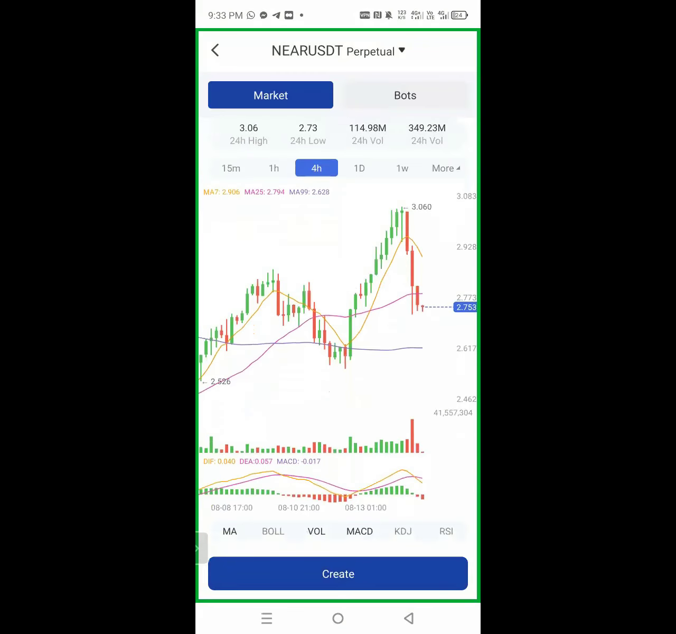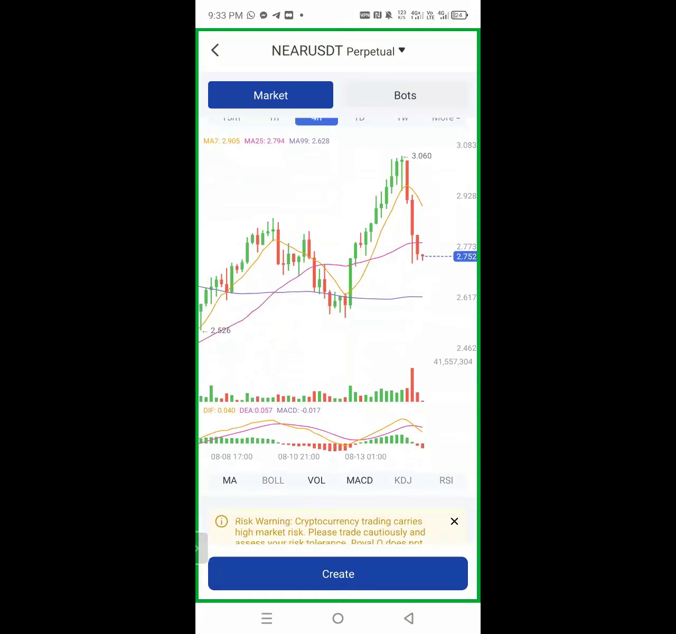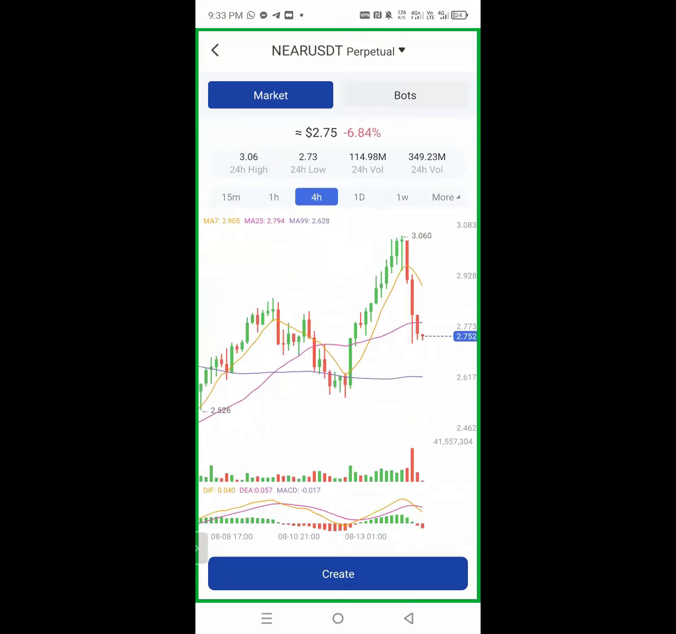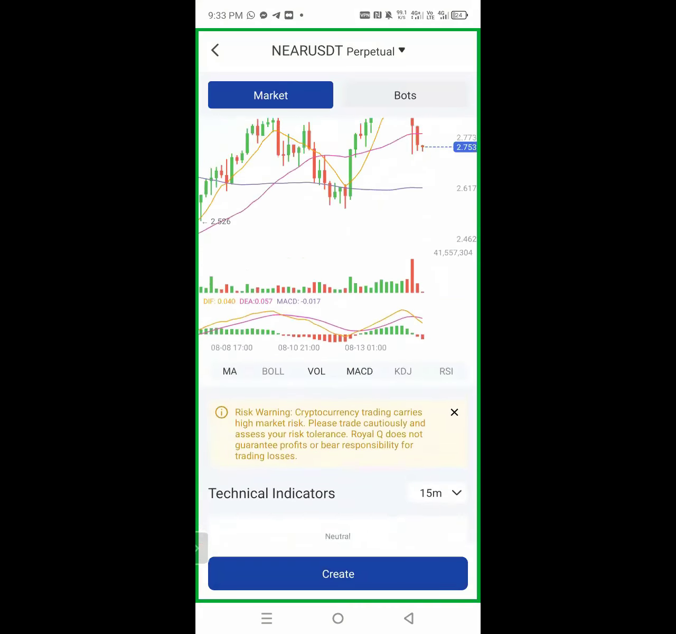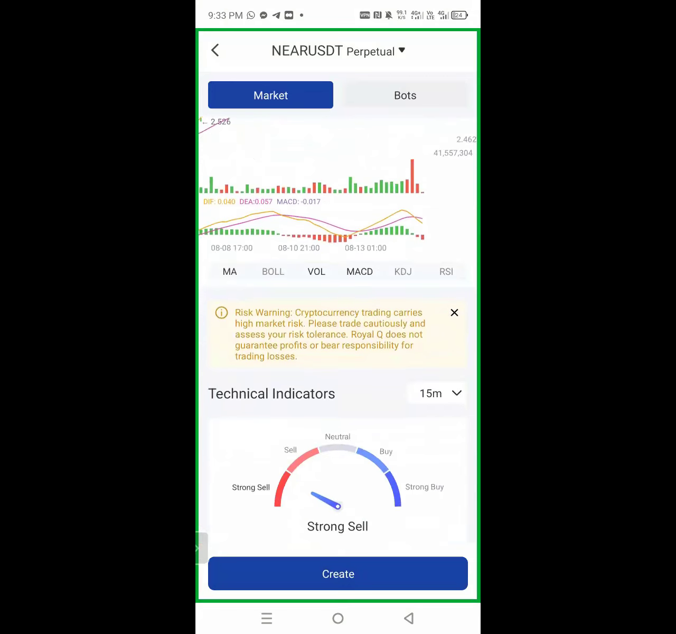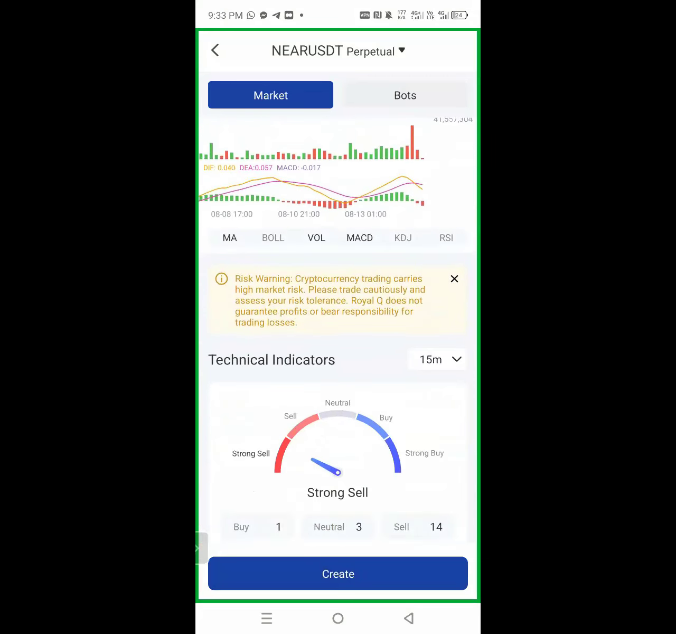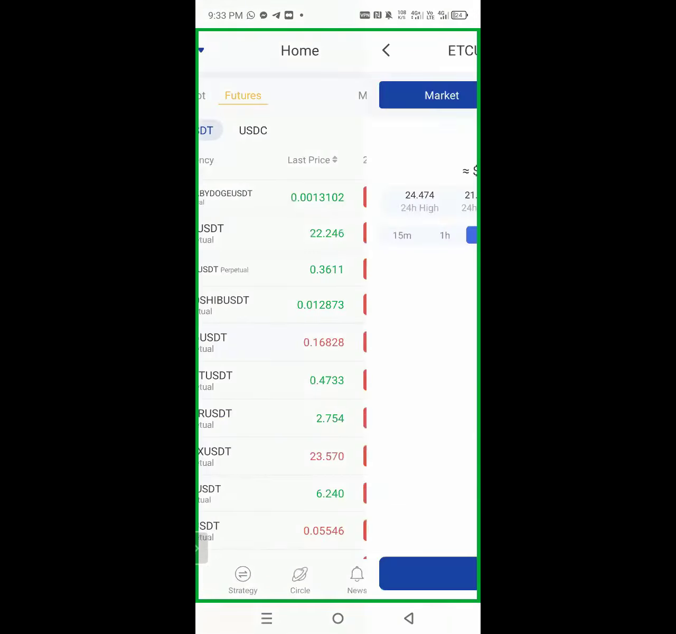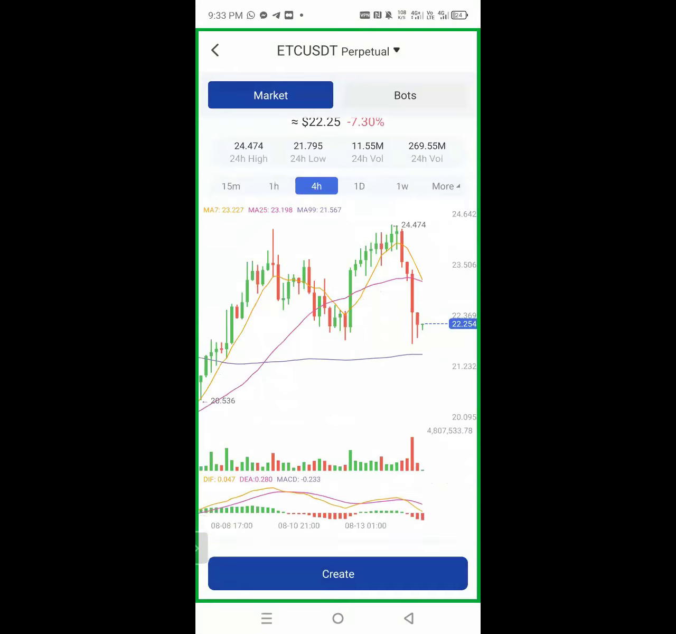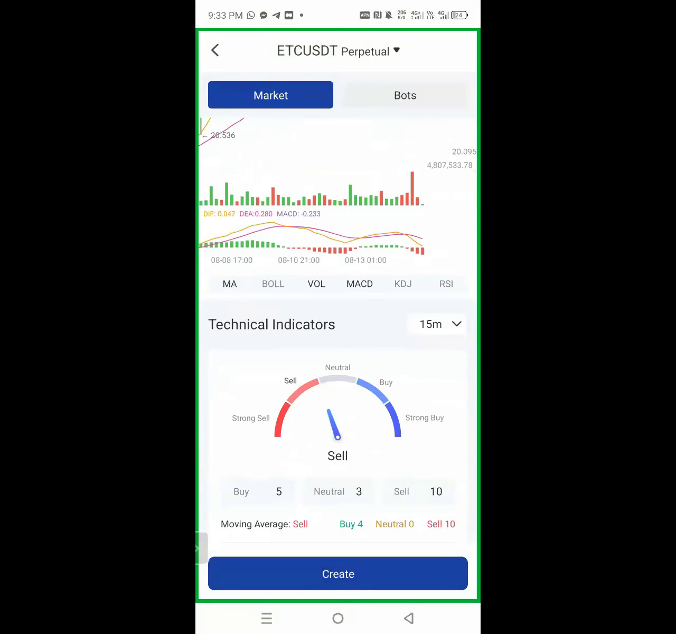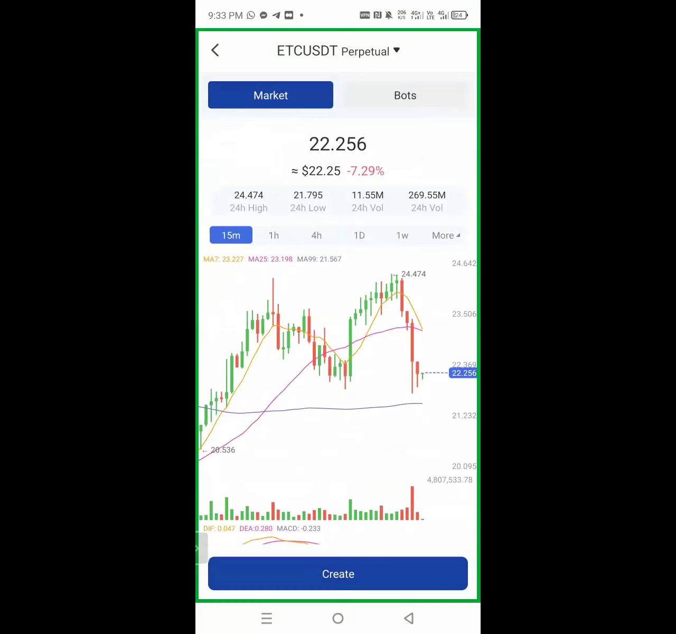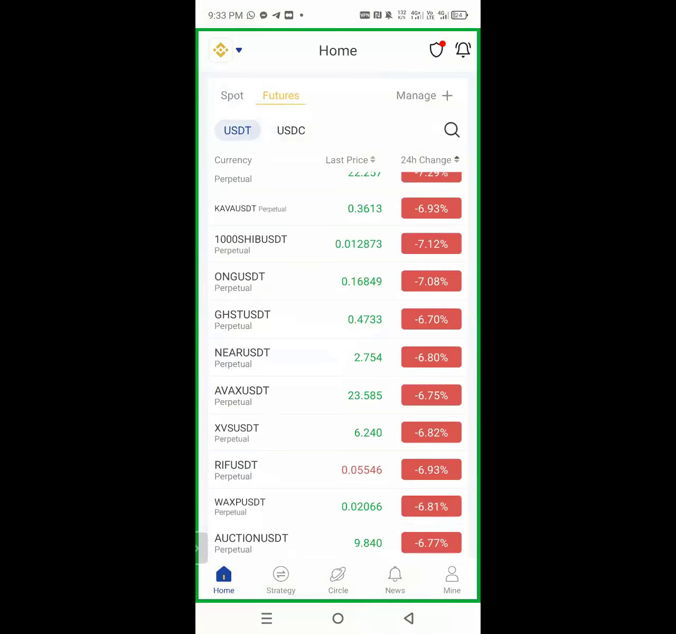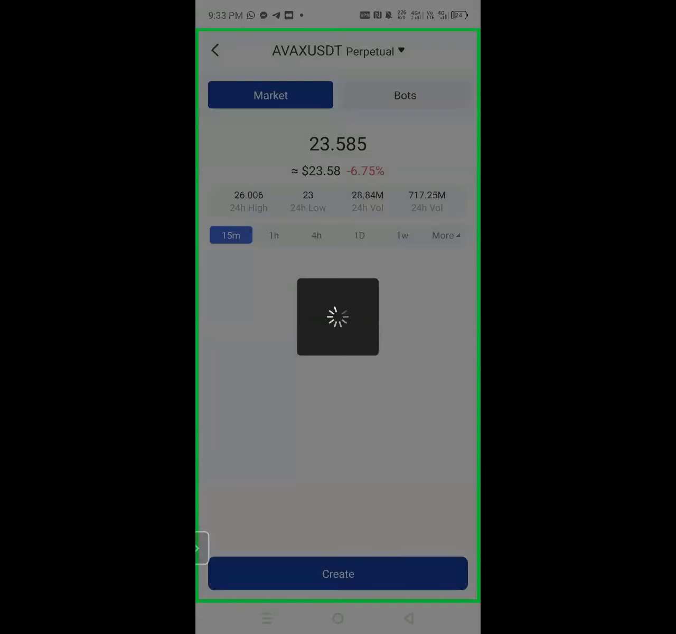My coin fell down today. I like using 15 minutes. This one is 4 hours time frame. They are still predicting that it will still fall. Wow, market recover, please do. Okay, this one is almost going out. I like using 15 minutes, so I will not just waste my time.